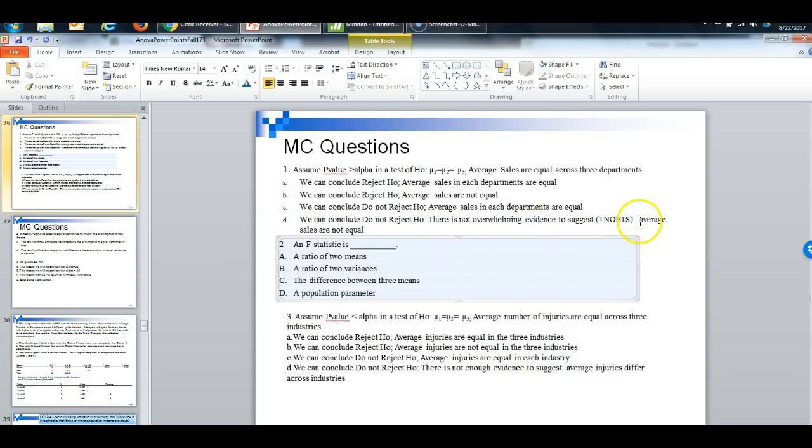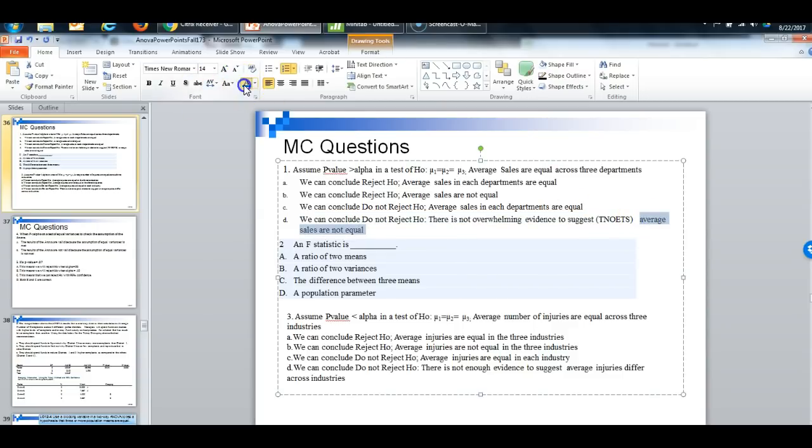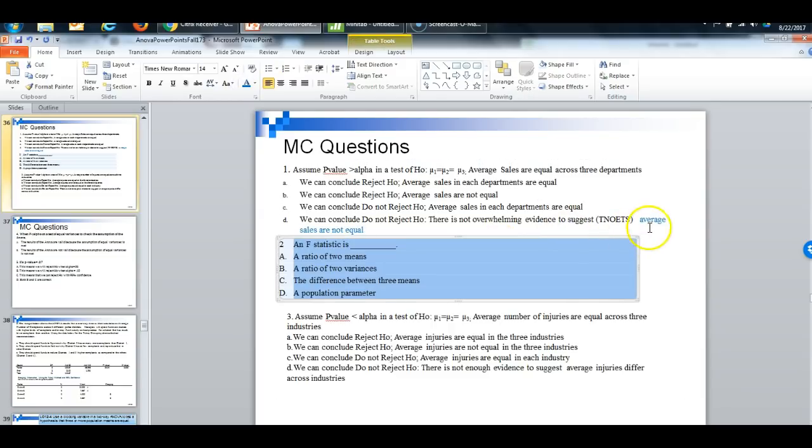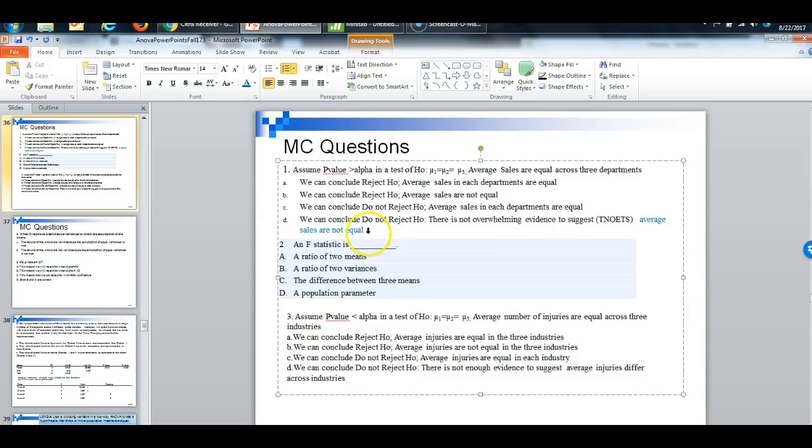You always have to have an HA. In every single statistical conclusion that you write, you better have HA. HA is average sales are not equal across departments. That's your HA. You always have to have an HA, whether you reject or do not reject.